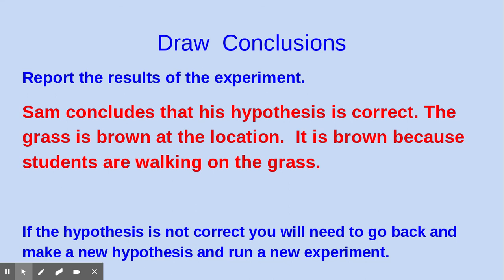If the hypothesis is not correct, he will need to go back and make a new hypothesis and run a new experiment. Sam's hypothesis was good and it could be tested. Sam tested his hypothesis by observing the students and making his observations.